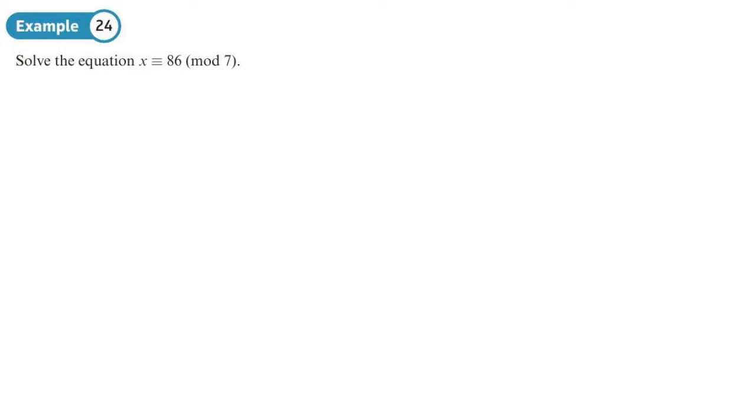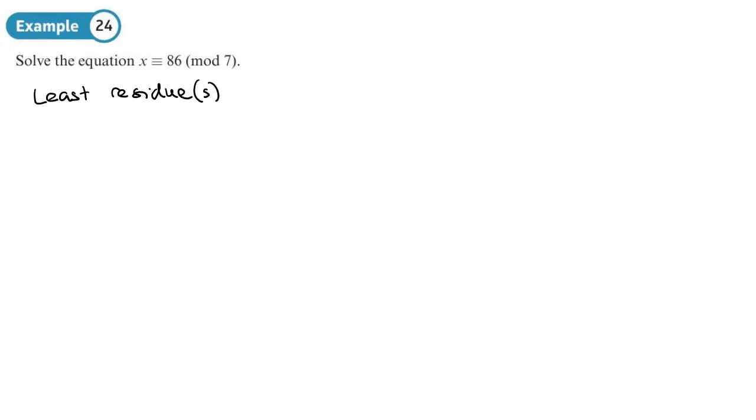Right, so we'll start with a nice easy one. Solve the equation x is congruent to 86 mod 7. So all we need to do in this question is write the least residue of 86, or the least residues. There may be more than one.